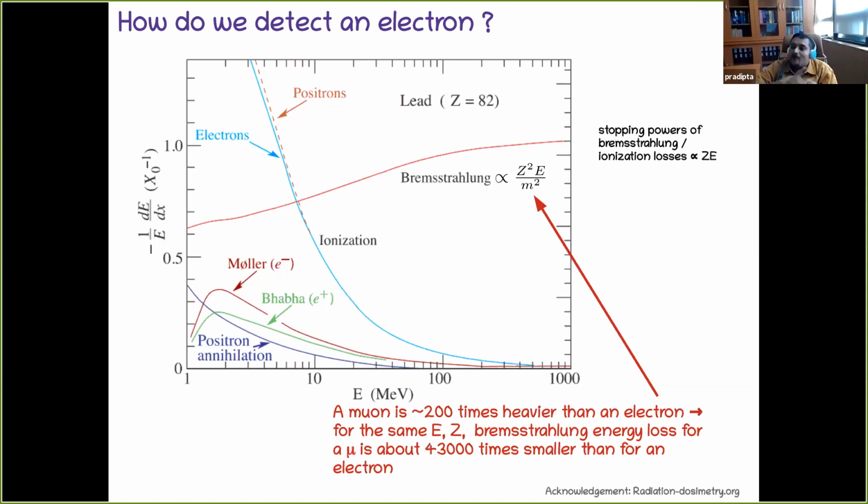But muon, it is going to decay, but if you calculate in its rest frame, it has a lifetime of the order of 10 to the power minus 6 seconds. So it has a finite lifetime, and before decaying it can traverse a finite distance. But because a muon is 200 times heavier than an electron, the Bremsstrahlung loss is very, very small compared to the electron.